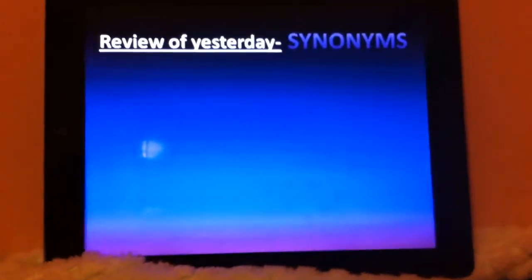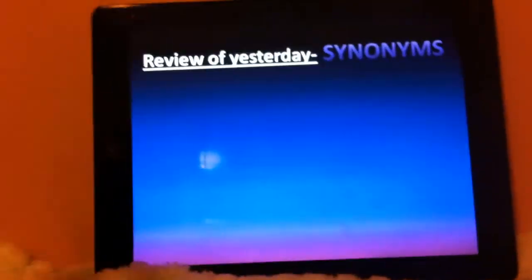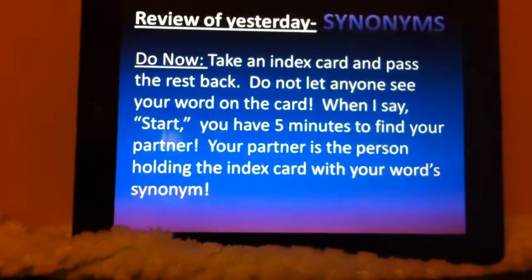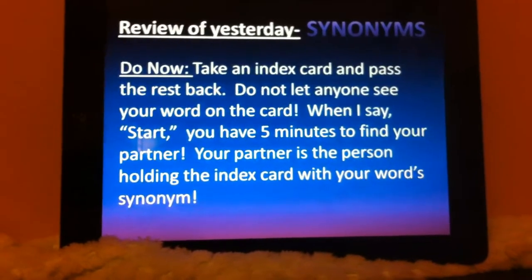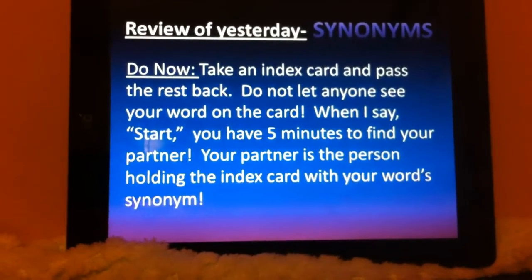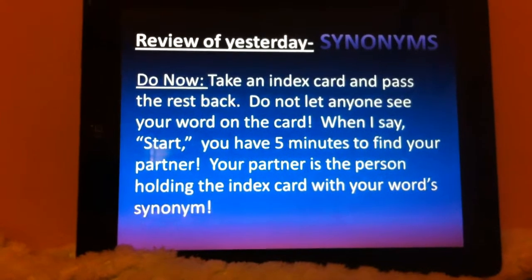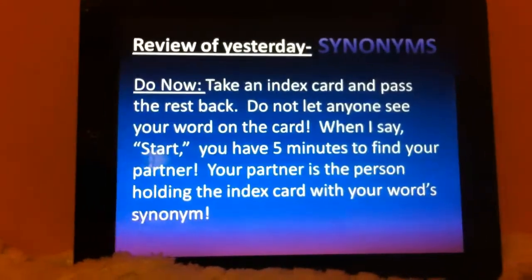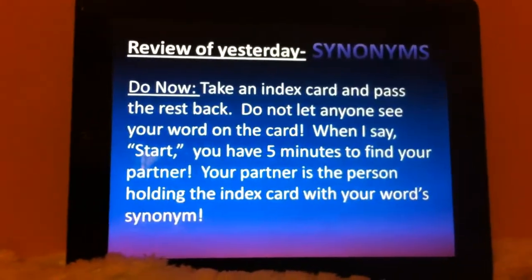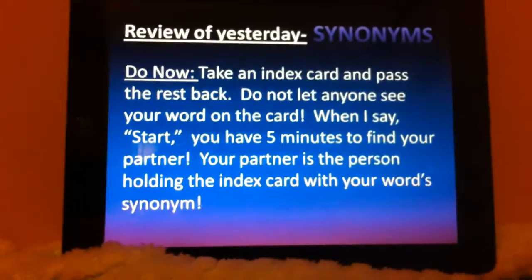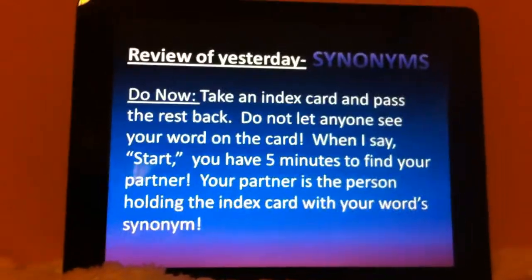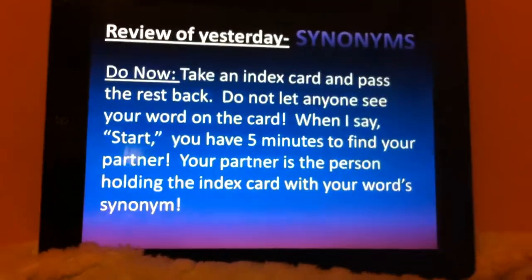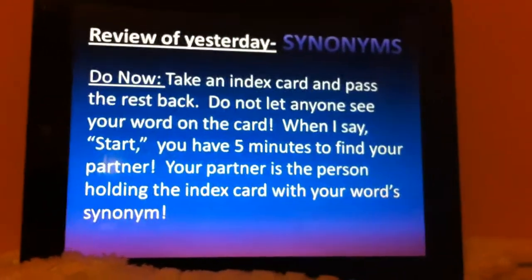So first we're going to review yesterday. We're going to start off with a do now activity, which will be fun. Everybody's going to have an index card, and on each index card is going to be a word. The students will have 5 minutes to find their partner, and their partner is going to be the person that has a card that has a word that means the same thing. So both of their cards have to be synonyms. If my card says noisy, my partner's card is going to be the card that says loud.